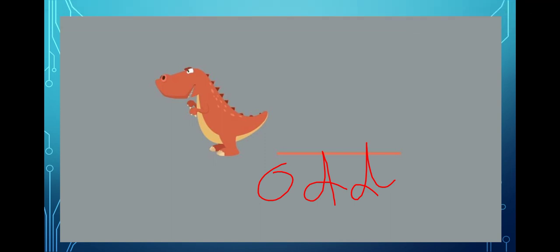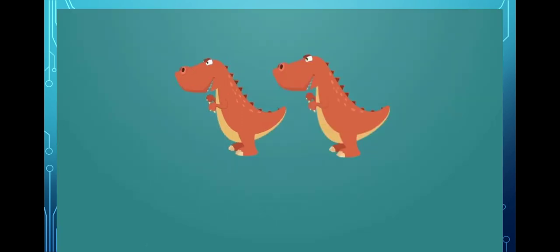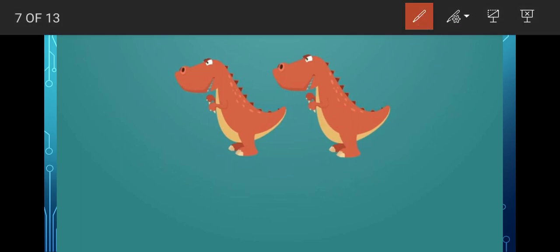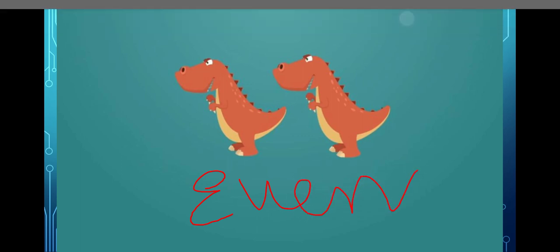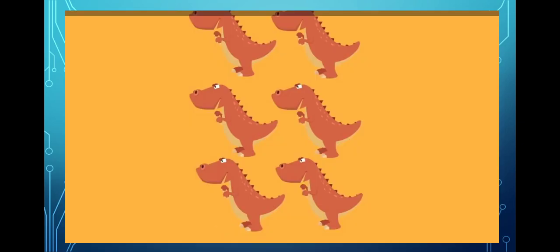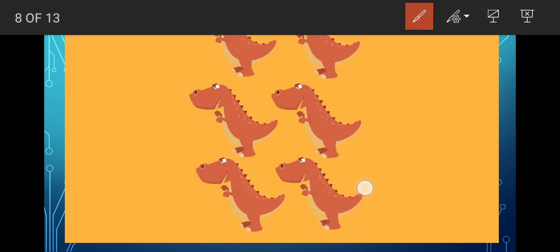Understand? In the same way, I will take another picture of dinosaurs. See, here how many dinosaurs are there? 2 dinosaurs are there. It is having a friend, isn't it? So that means it can be paired. If it can be paired, that means it is an even number. Now in the same way, here how many dinosaurs are there? 6 dinosaurs are there. Each dinosaur is having a friend, isn't it? They are all with a friend. So if it can be paired, that means it is an even number.